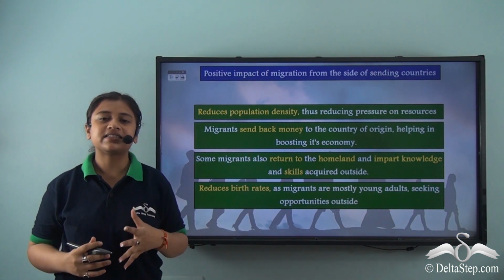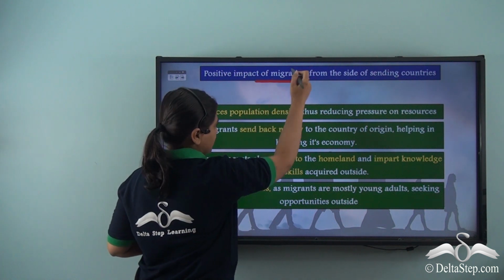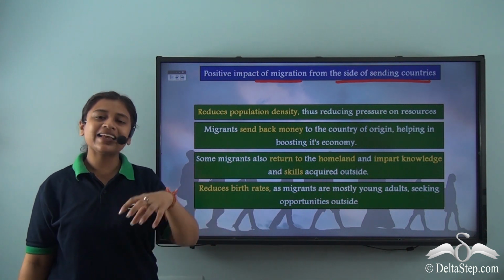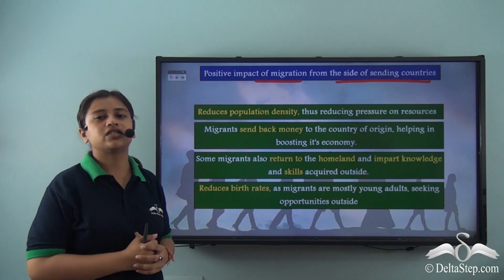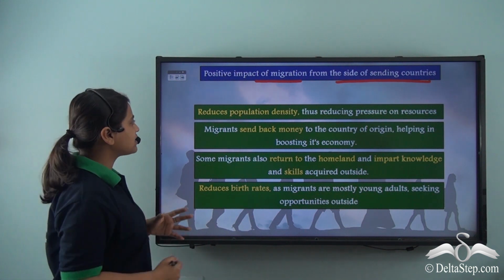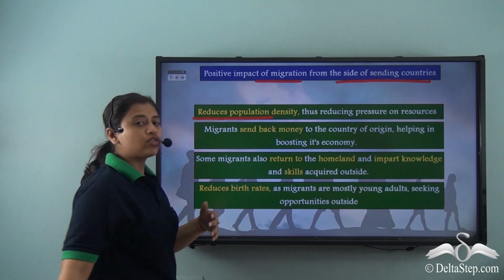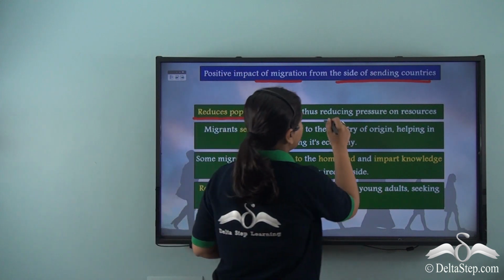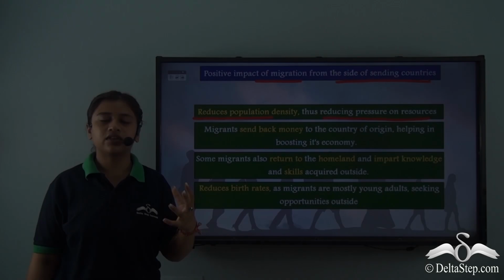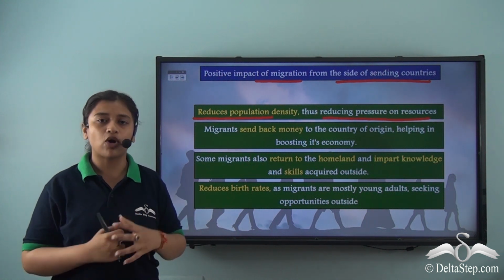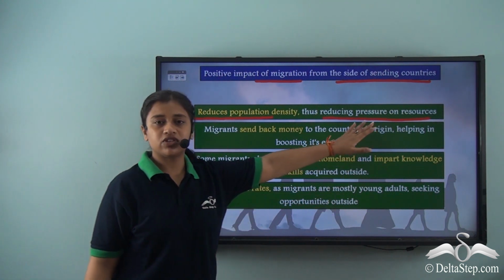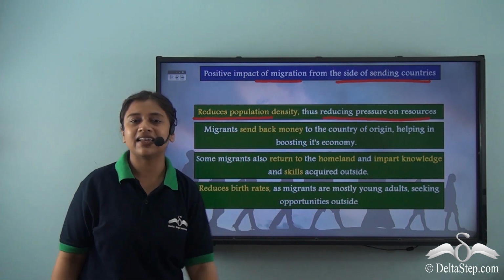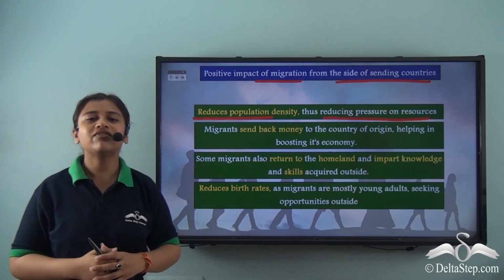So here we can trace some positive impact of migration from the side of sending countries, right? So the countries who are sending its people out. For them, these are the positive impacts of migration. And what are these? Firstly, if people migrate out of these countries, the reduction in population density helps in reducing the pressure on resources. So now if initially the government was facing problem in providing everyone with enough resources, due to emigration of people or movement of people outside these sending countries, the pressure on the resources has decreased.